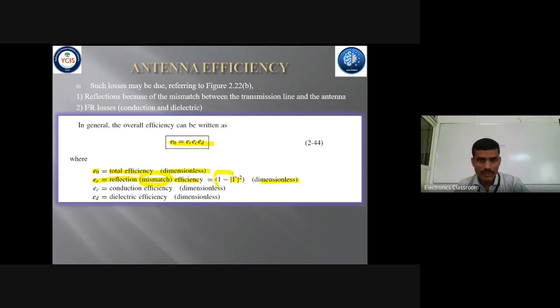Now this is the most important point. See carefully. Reflection efficiency can be calculated by using 1 minus tau square. Now what is the tau? It can be calculated at the time of standing wave ratio.